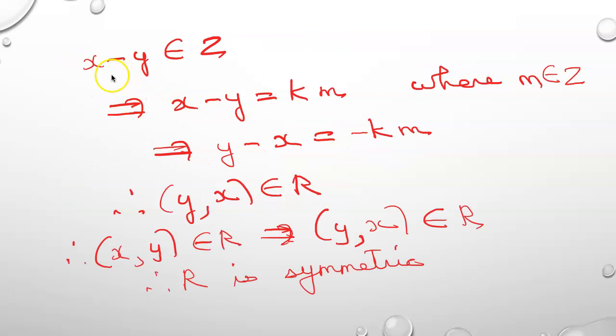Now let (x, y) belong to R. So (x, y) belongs to R means x minus y belongs to Z. So x minus y is an integer, so you can write x minus y as k, where k is an integer. So y minus x is minus k. That means (y, x) belongs to R because y minus x is an integer. So we have proved that (x, y) belongs to R implies (y, x) belongs to R. So R is symmetric. So here again we have shown by proof that R is symmetric.